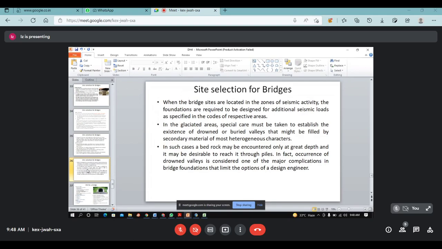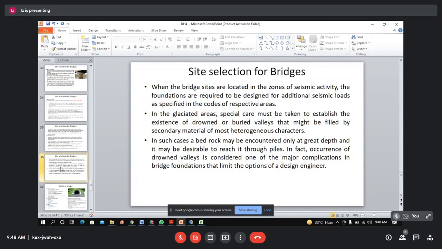Now, in glaciated areas, special care must be taken to establish the existence of drowned or buried valleys that might be filled by secondary material of most heterogeneous character. Because in glaciated areas, the only way to know about the lithology is by drilling, right? So if you have an unconsolidated layer or formation overlying the comparatively consolidated rock, then that gives a heterogeneity.